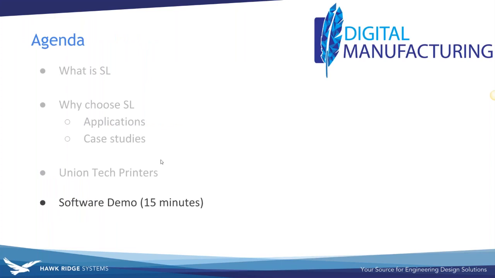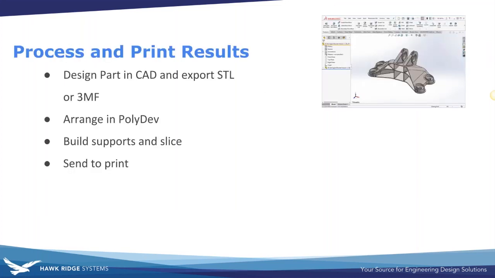Okay, so I talked a little bit about the UnionTech printers. Now I'm going to talk about the software. Most people on this webinar probably use SOLIDWORKS, so I'm going to start in SOLIDWORKS and walk you through the whole process of setting up a build. So this is going to involve design. I already have a part designed in SOLIDWORKS. I'm going to show you how to export it, arrange it in PolyDivs, which is the software that you can purchase, two different softwares, PolyDivs or Magix. I'm going to show PolyDivs, and I'm going to show you how to slice, build supports, and send it to the printer.